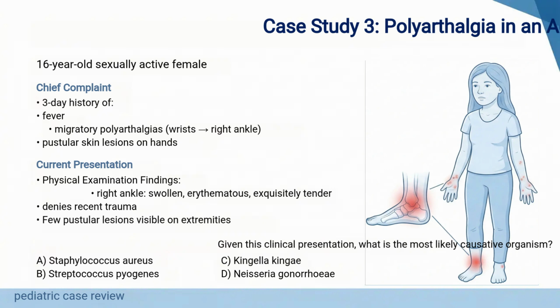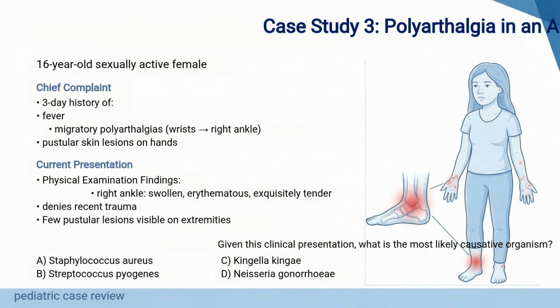Case Study 3. Polyarthralgia in an adolescent. A 16-year-old sexually active female presents with a 3-day history of fever, migratory polyarthralgias moving from the wrist to the right ankle, and pustular skin lesions on the hands. Physical examination reveals a right ankle that is swollen, erythematous, and exquisitely tender. She denies recent trauma. A few pustular lesions are visible on her extremities.